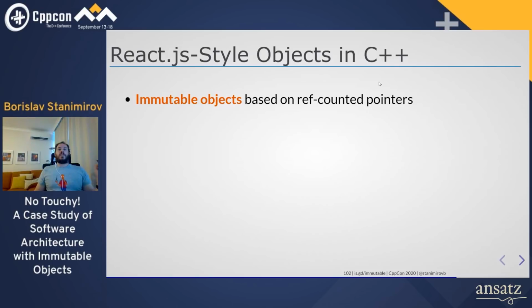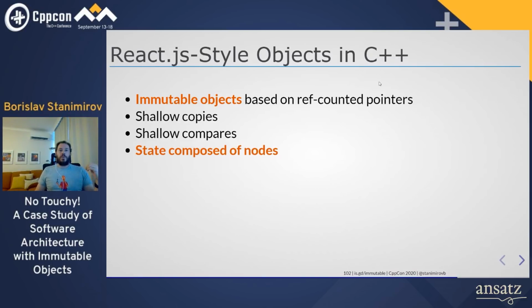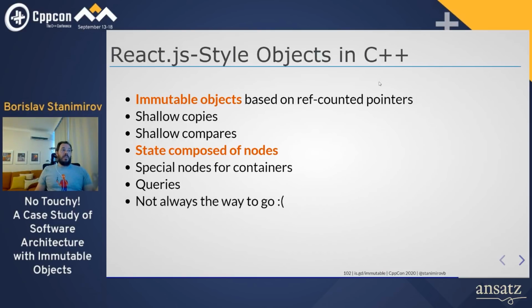So currently we have React.js style objects in C++. They are immutable objects based on ref-counted pointers. They make shallow copies appropriately. They allow for shallow compares appropriately. And they basically are states composed of nodes. They're trees composed of nodes. And we have special nodes for continuous vector in our case. We allow queries. And as I said, it's not necessarily the best approach for every situation. But with integration testing via unit testing, it has much potential, I think.